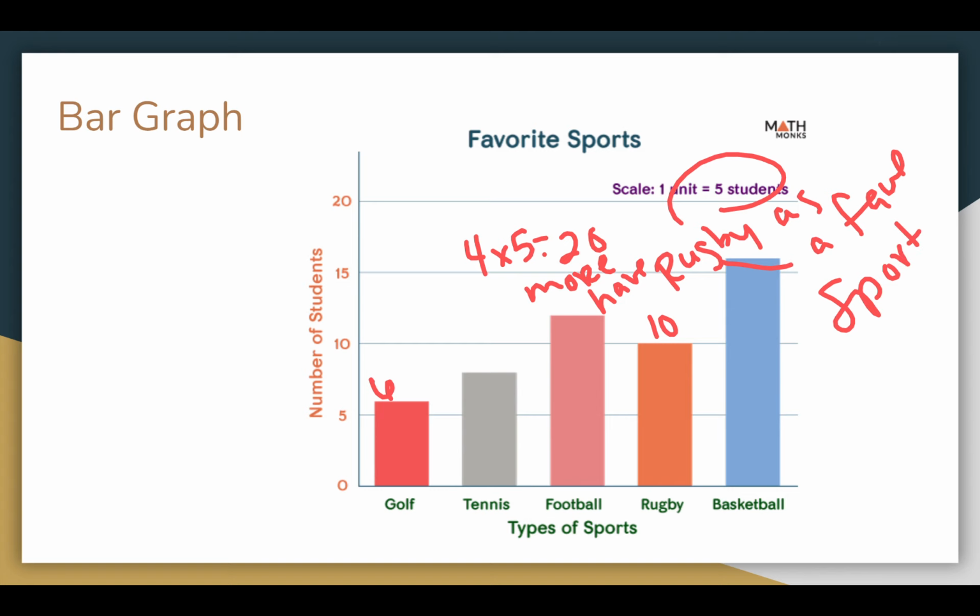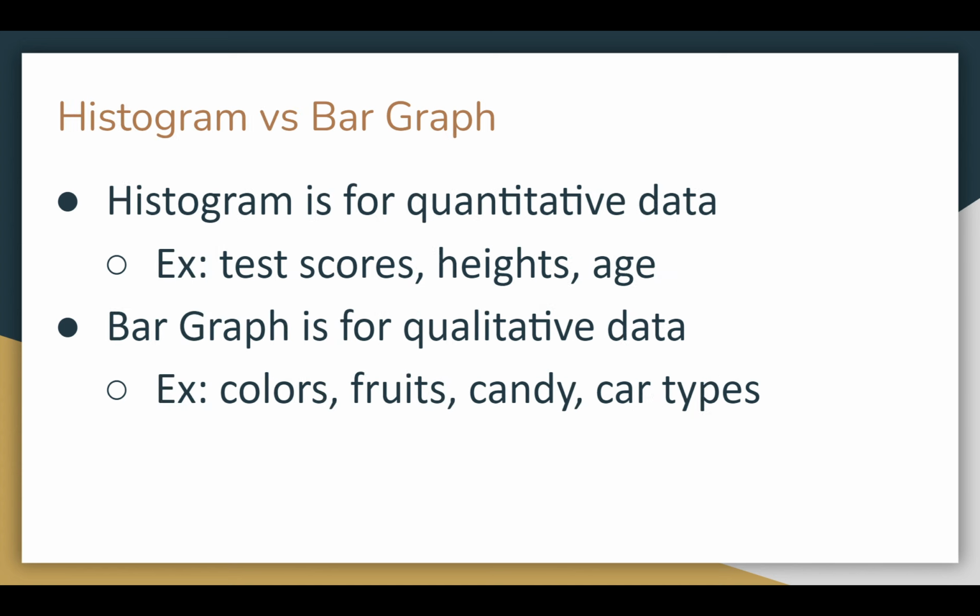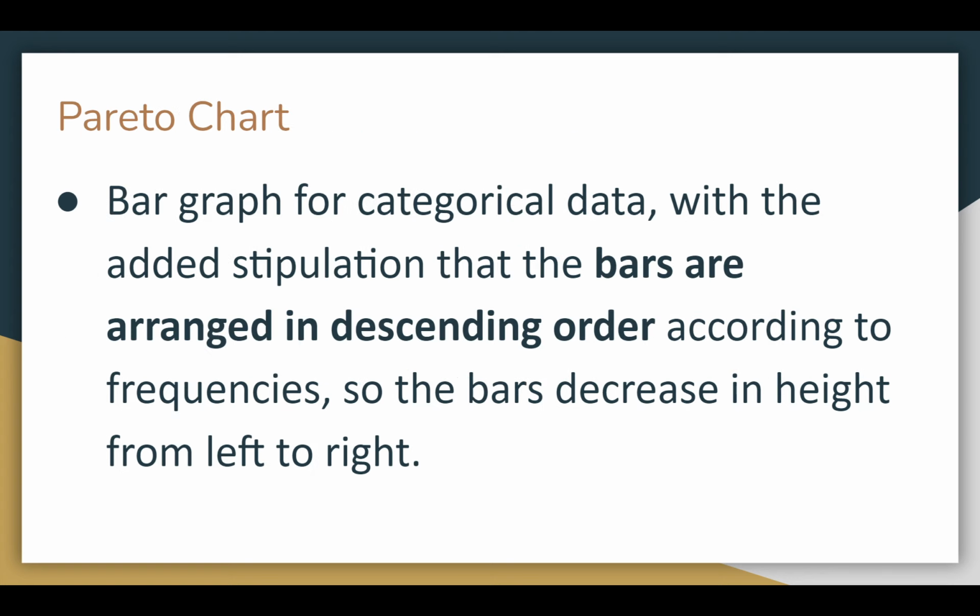So we can still analyze these graphs. Here, histogram versus bar graph. We've discussed it, but now you can look at it. A histogram is for quantitative, numerical data. A bar graph is for qualitative, which is categorical. And this was on your last quiz, like 2 quizzes ago.